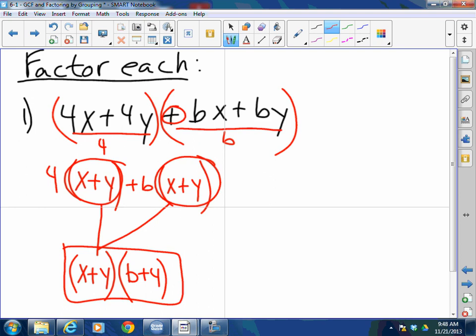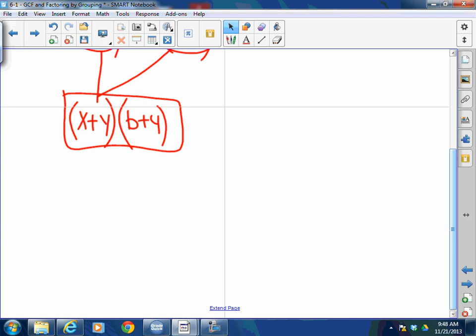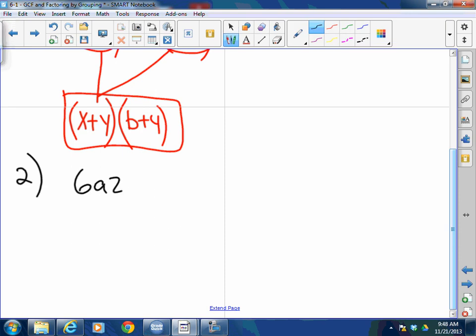Okay. You with me, guys? All right, let's continue. Let's do another one. Let's do, how about this one? Let's do 6az minus 2a minus 9bz plus 3b.